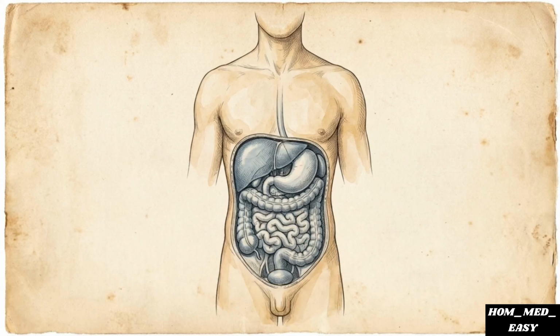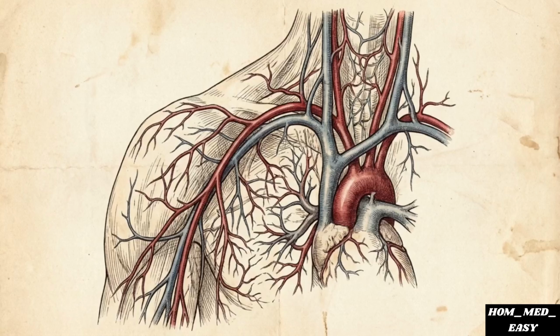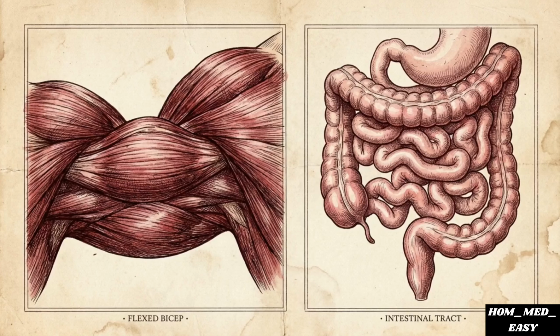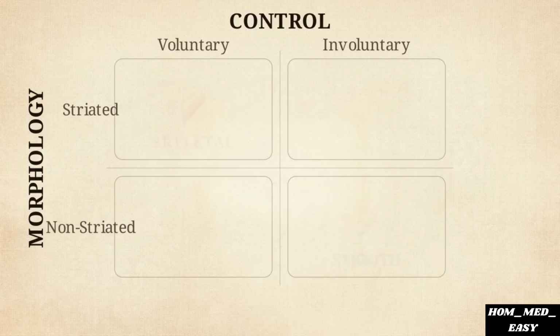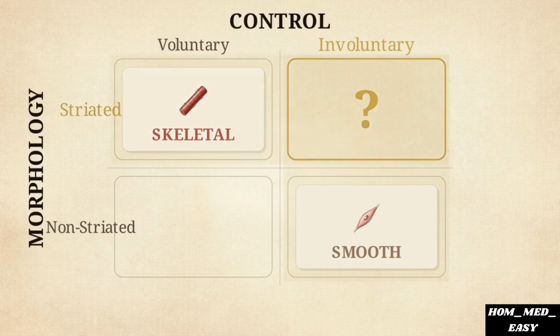You will find this tissue operating throughout the internal viscera. It lines the intestinal wall, the uterus, the blood vessels, and the urinary bladder. Smooth muscle trades raw, explosive power for the advantage of tireless, automated internal regulation. Pulling back to view our matrix, two quadrants are filled. But this leaves a structural gap, the intersection of involuntary control and striated morphology.